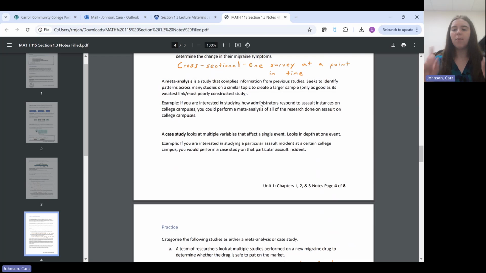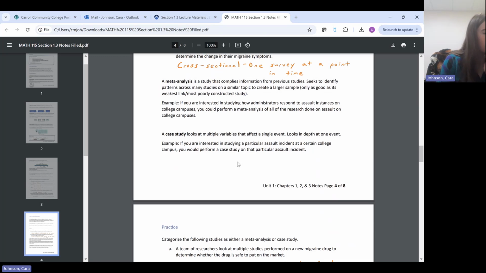And then a case study is looking at multiple variables that affect a single event. So this is looking in depth at one event. For example, if you were interested in studying a particular assault incident at a college campus, then you could perform a case study on that one particular incident. So the case study is extremely focused on one single event.